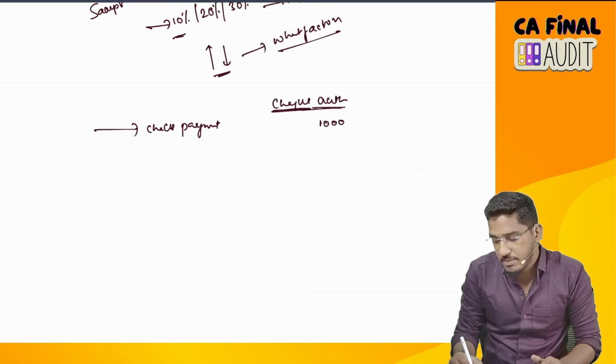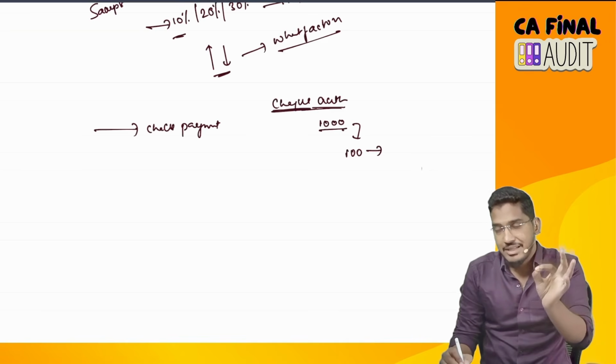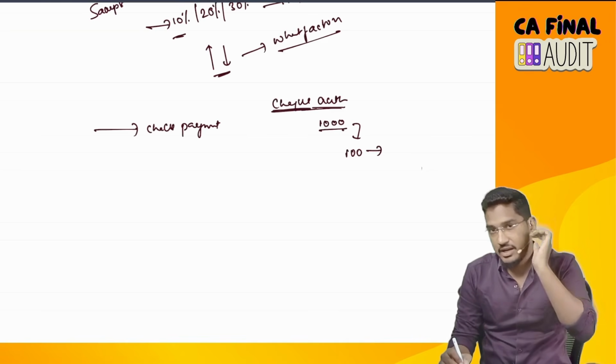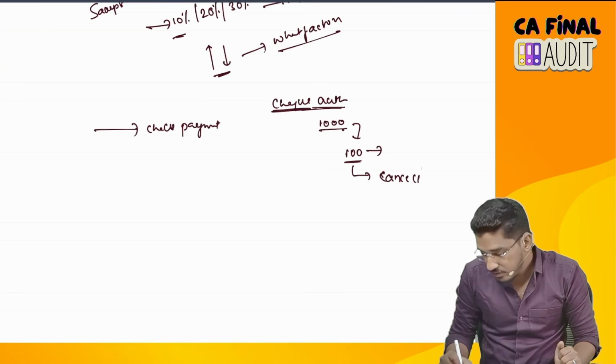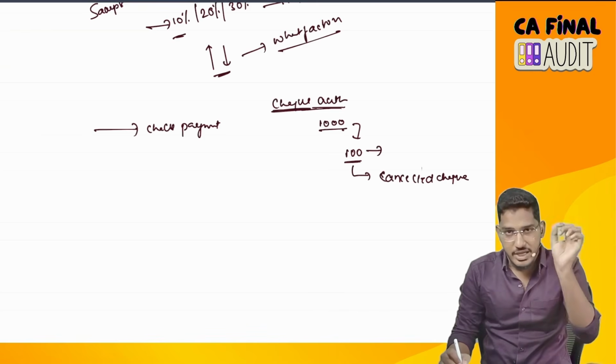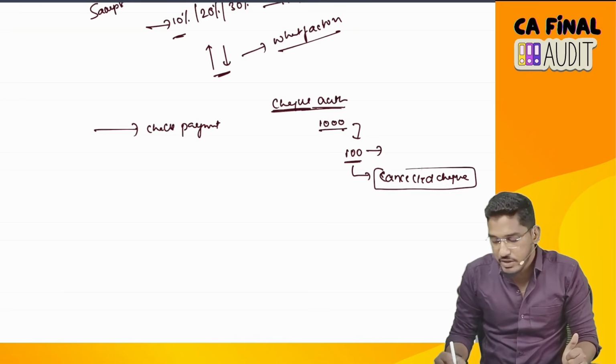There are a total of 1000 check payments. Out of that, you have taken a sample of 100. You are taking each and every check and checking the signature, whether that signature is as per the hierarchy or not. Now in that sample of 100, you got one cancelled check. What do you mean by a cancelled check? While writing the check, one mistake has happened, so they have cancelled it. But that has come into your sample.